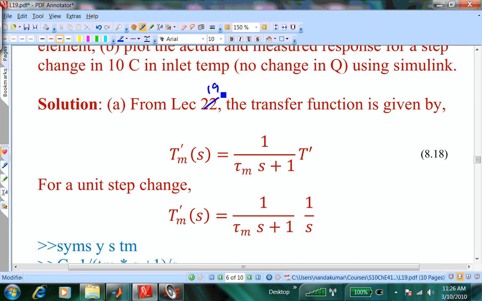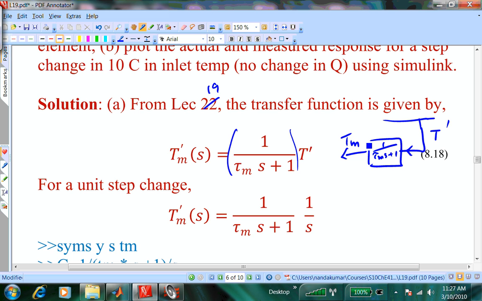Okay? So the transfer function for the measuring element is given by 1 over tau m s plus 1, where tau m is the time constant for the measuring element, because you are told that it is a first order process. T prime is the change in the process temperature, and the measuring element is going to sense that. So the block here, let me keep the same structure: T prime is the one that comes from the process. Okay. So this is the transfer function 1 over tau m s plus 1, and what comes out is Tm.